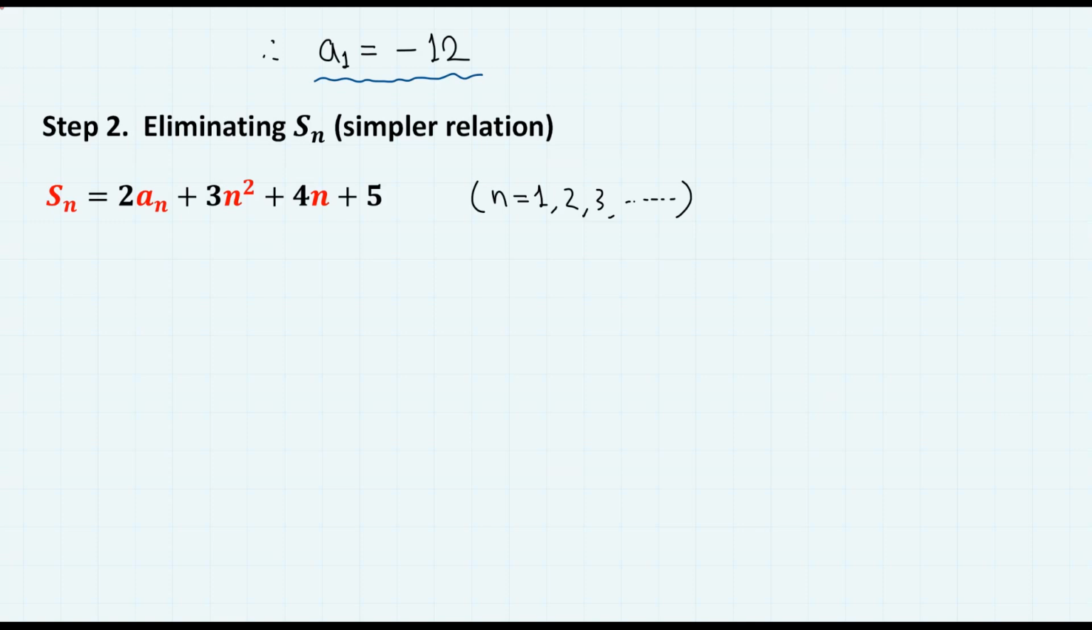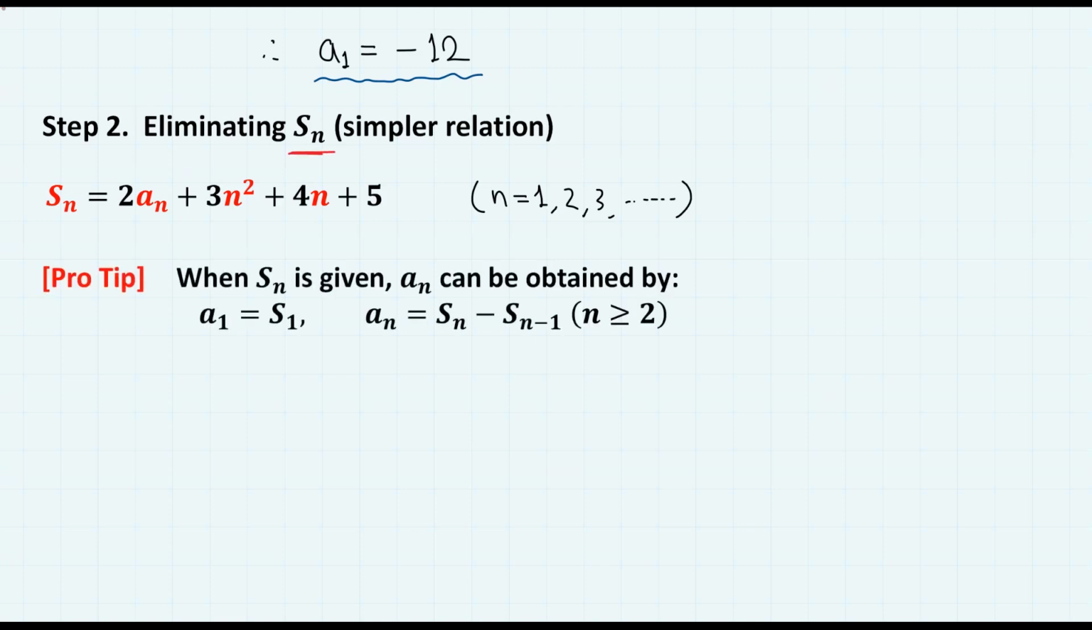Next, we need to simplify the given recurrence relation, and one way to do so is to eliminate the S_n term. And this is the part where we can apply this basic knowledge about the sum of a sequence. When the partial sum S_n is given, you can obtain the general term a_n by doing the following. The first term a_1 simply equals S_1, and for n greater than or equal to 2, the general term a_n can be obtained by S_n minus S_(n-1).